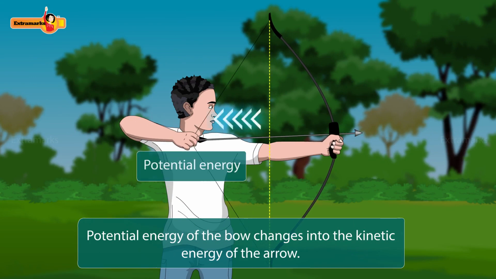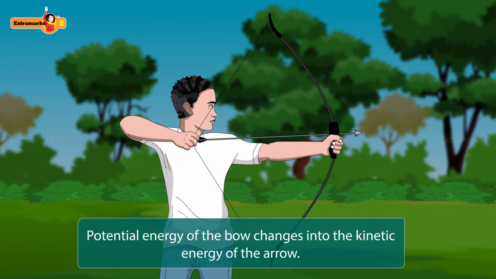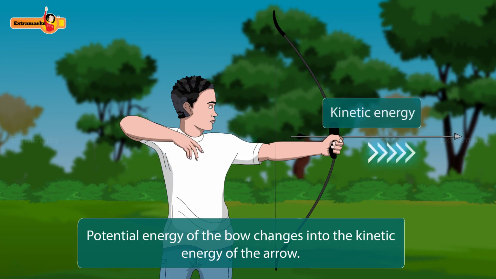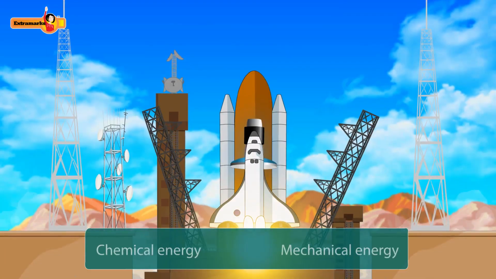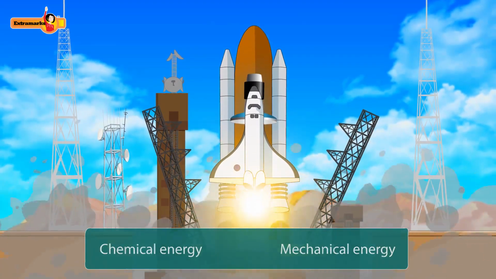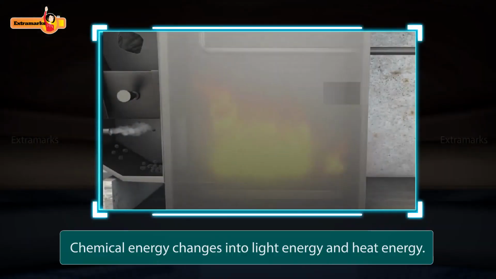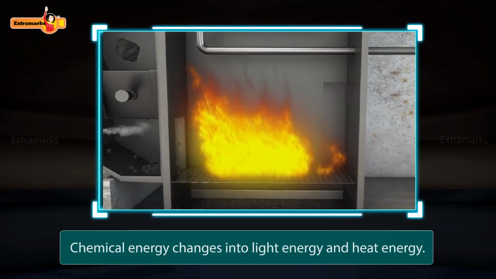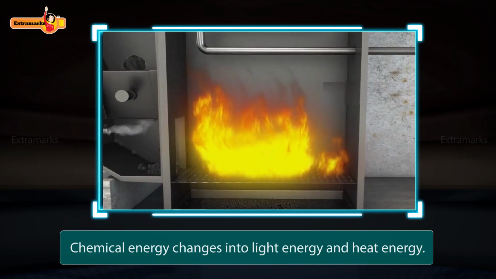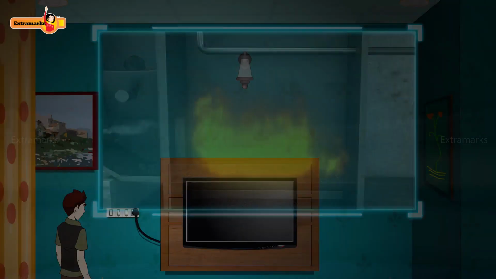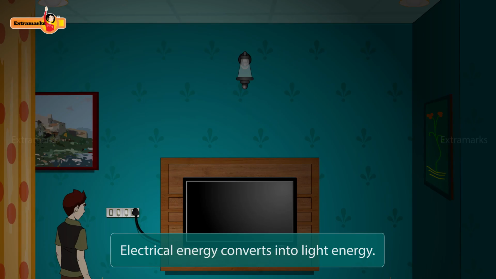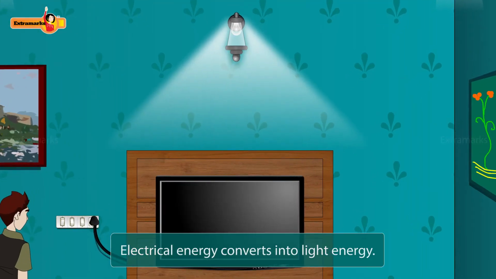When the string of the bow is released to shoot an arrow, then the potential energy of the bow changes into the kinetic energy of the arrow, due to which it comes into motion. We can obtain the energy into required form from the forms of energy available to us. When coal is burnt, then its chemical energy changes into light energy and heat energy. Similarly, electrical energy converts into light energy when an electric current is passed through the bulb.